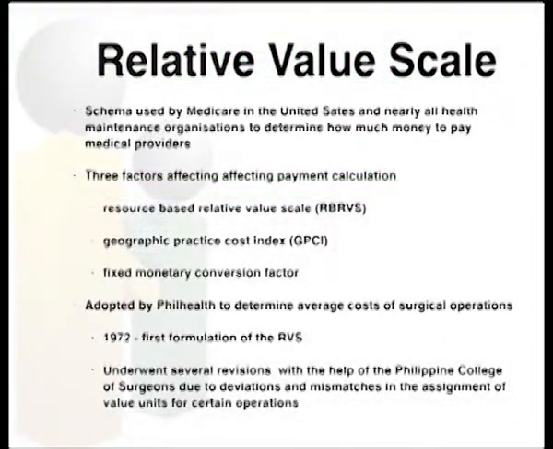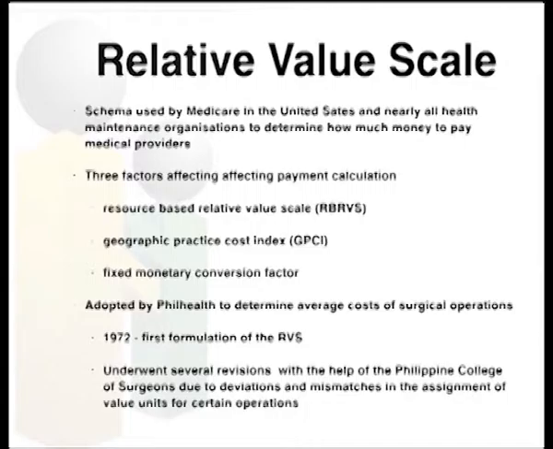To trace the history of the use of the relative value scale in the Philippines, one has to review its development in the United States. The relative value scale is a schema used by Medicare in the United States and nearly all HMOs to determine how much money to pay medical providers. In this system, three factors affect calculation of payment. 1. Resource-based relative value scale. 2. Geographic practice cost index. And 3. A fixed monetary conversion factor.